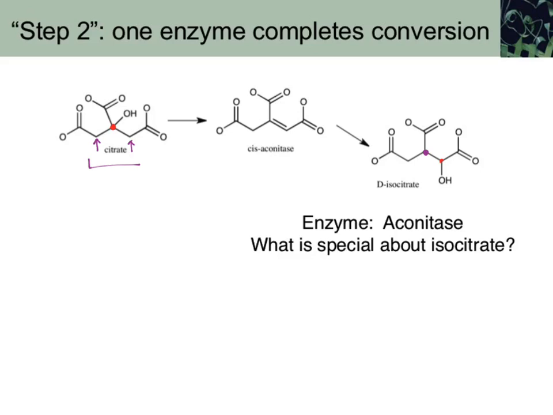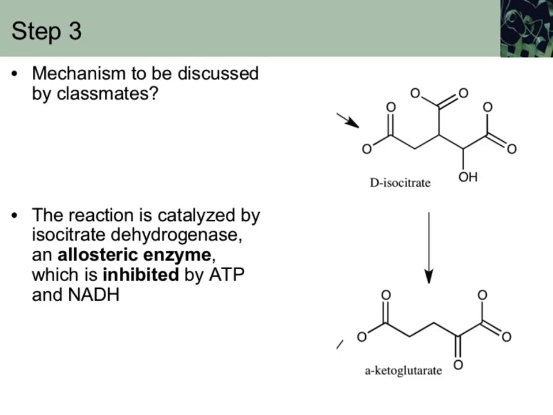The part I'm testing on is that that is chiral, and we need to know that that's D-isocitrate, and that's why the D is popping up. I don't expect you to do all the Fisher projection nonsense again. So, we now have D-isocitrate. We're going to convert that to alpha-ketoglutarate. And I had issues with fonts, so it looks like A. But just pretend that says alpha.